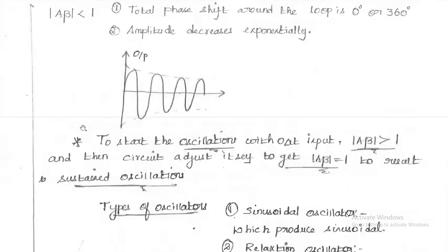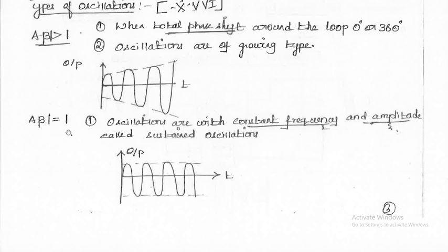The second condition, A beta equal to 1. Here the oscillations are with constant frequency and amplitude. So this is called sustained oscillation. Now you can see the graph. This graph shows constant amplitude with constant frequency, and this is called sustained oscillation, when the condition is A beta equal to 1.